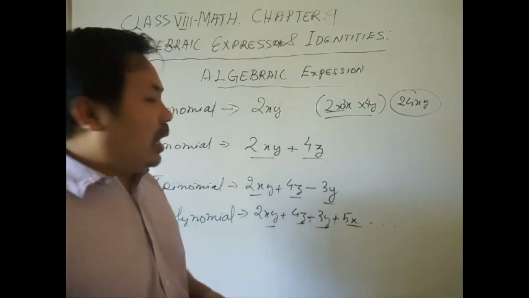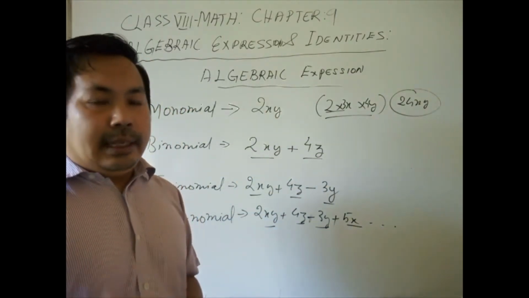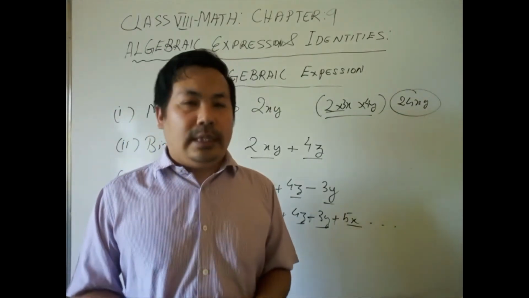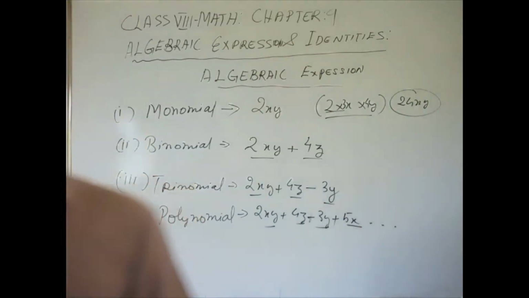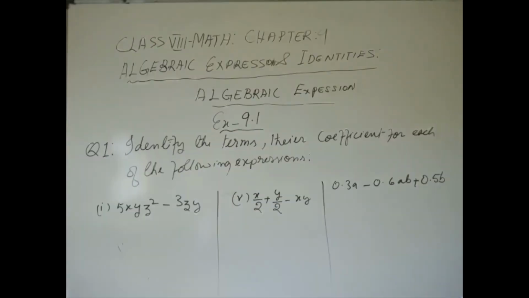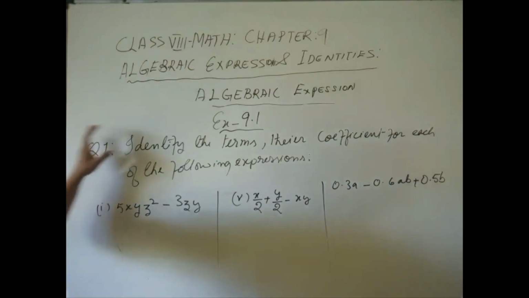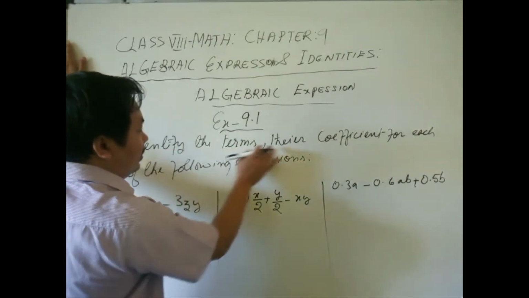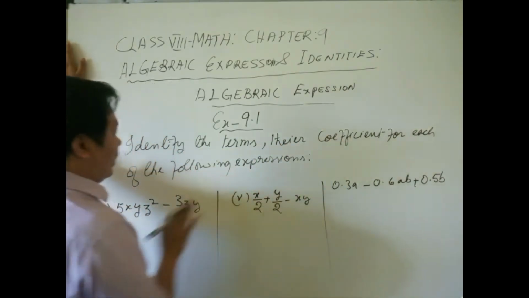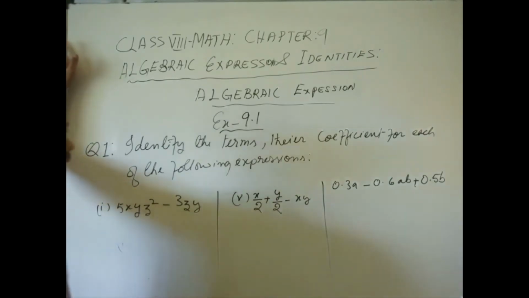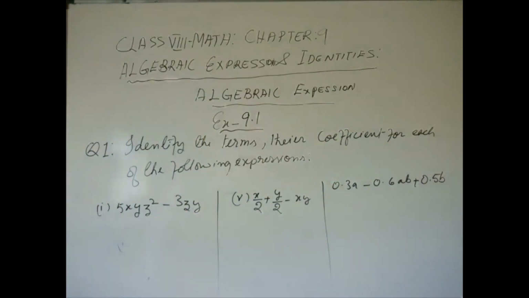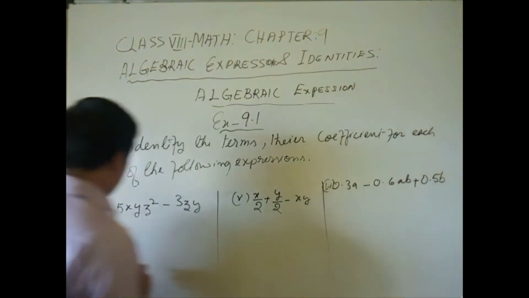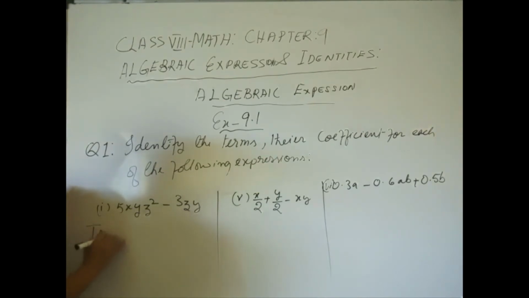After this, what I will take up is your exercise 9.1. Let us see what is discussed here. Hello students, here we have question number 1 of exercise 9.1. Question number 1 is asking you to identify the terms and their coefficients from each of the following expressions. First of all, try to find out which are the terms.